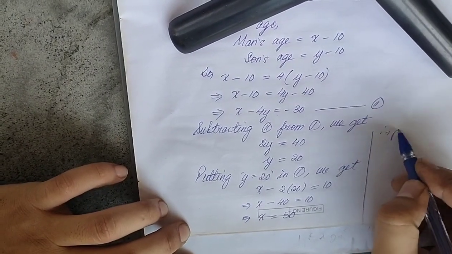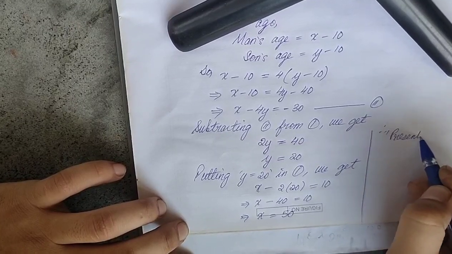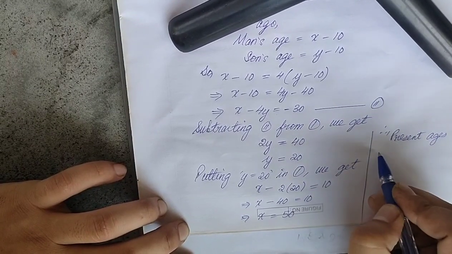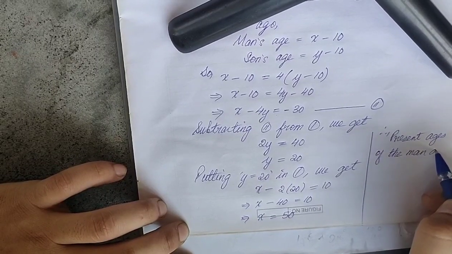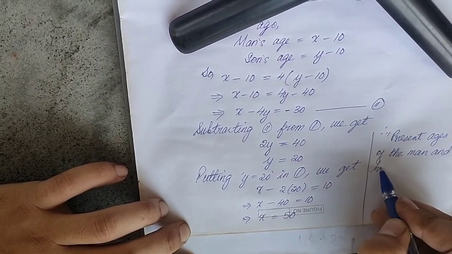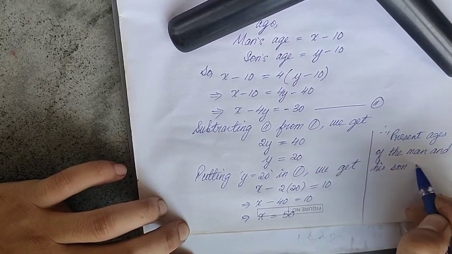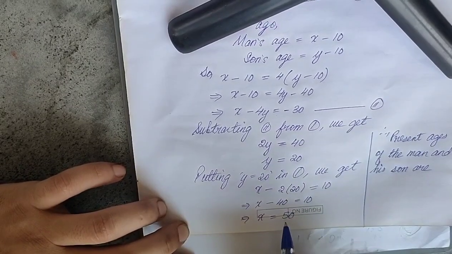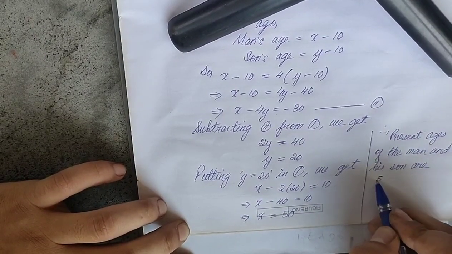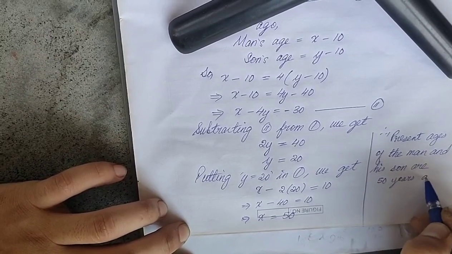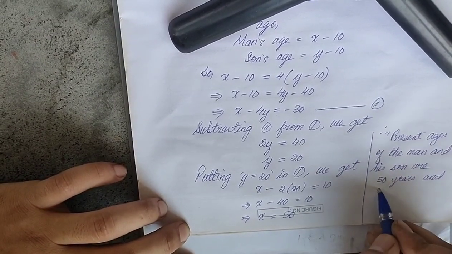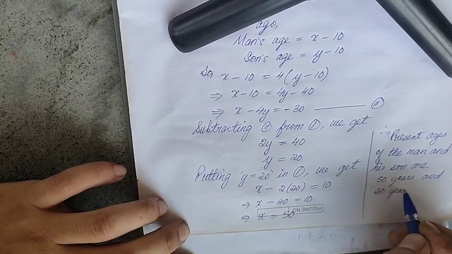Therefore, the present ages of the man and his son are 50 years and 20 years respectively.